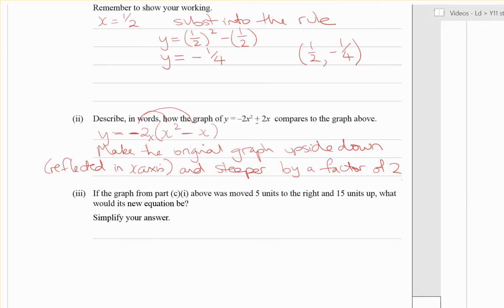Right, if the graph from part C1 above was moved 5 units to the right, so we're going that way 5, and then we're going up 15, what would its new equation be? Now there's a lot of ways we can do this. The easiest way, go back to our original equation. Now if we are moving up 15 units, the easiest way is to add 15. And if we want to move it 5 units to the right, then in the brackets we want to use x minus 5 instead of x. So it would be (x minus 5) squared.